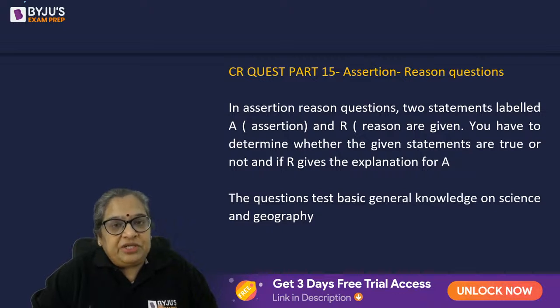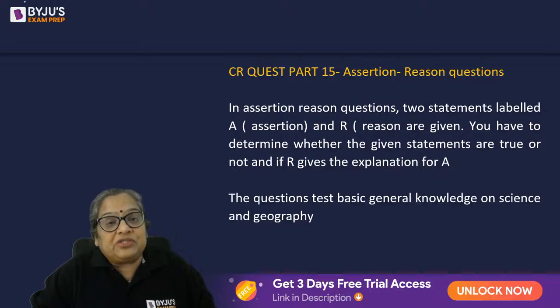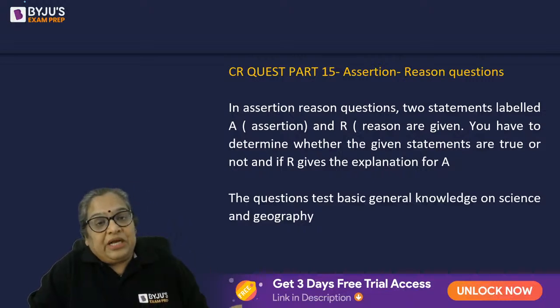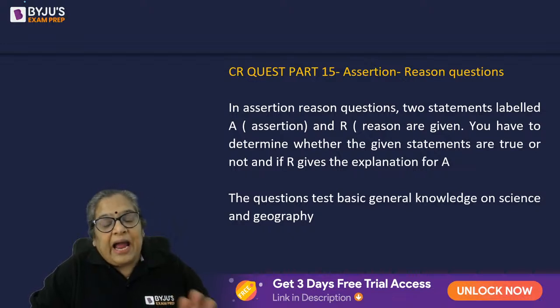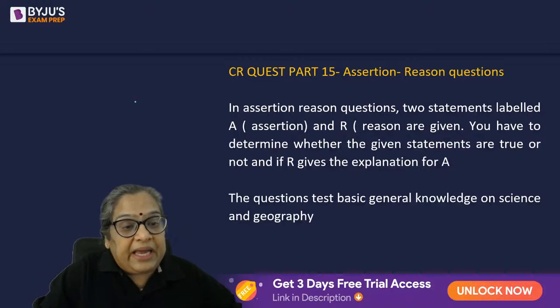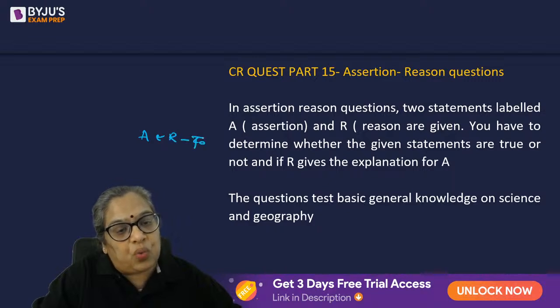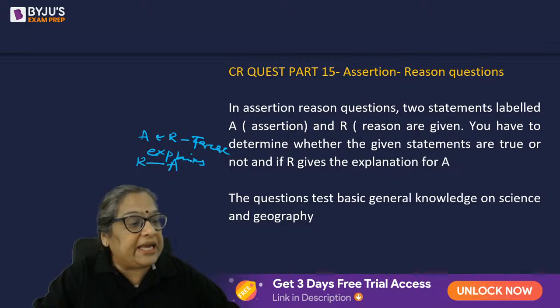So, in assertion reason questions, you get two statements. One statement is called an assertion. Now, in English, an assertion is any positive statement. And another statement is called a reason. Now, you have to determine if A and R are both correct or true. That's your first step. And then you have to see if R explains why A is happening.